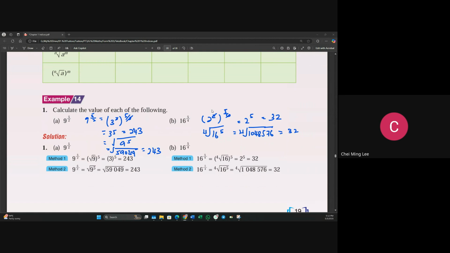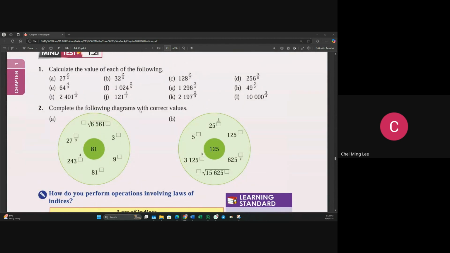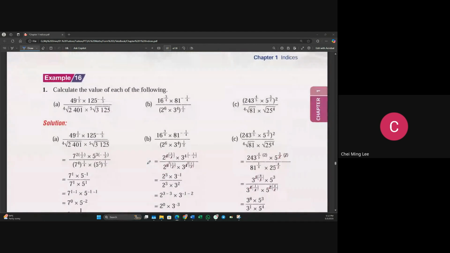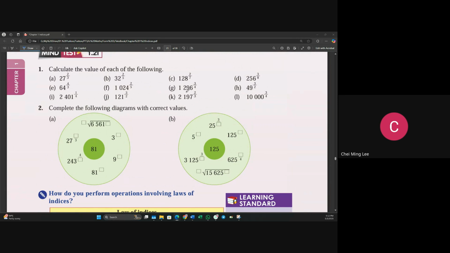So that's why you must be very familiar with the power values. Like 2 to the power of 3 is 8. 2 to the power of 4 is 16. 3 to the power of 3 is 27. You must be very familiar. Okay, all right. So try, let me check. Calculate the value for this one. How about you try to do these three, these four, and these two.